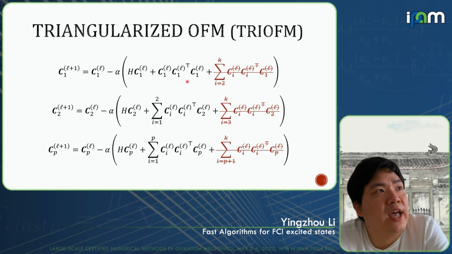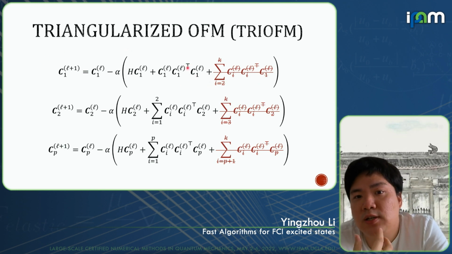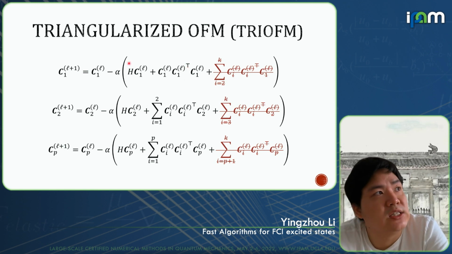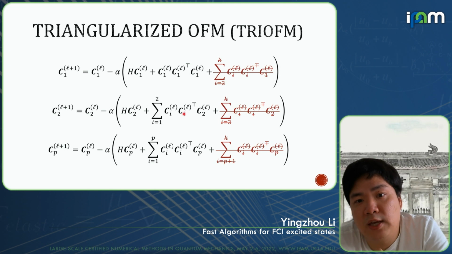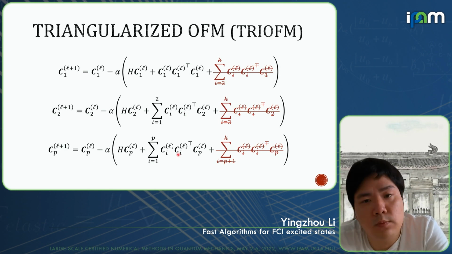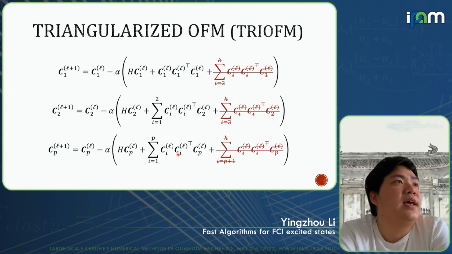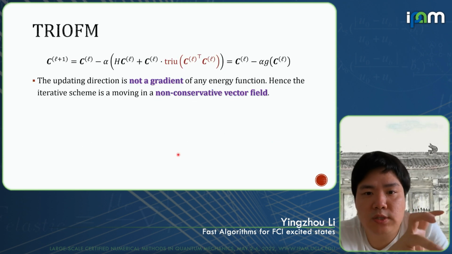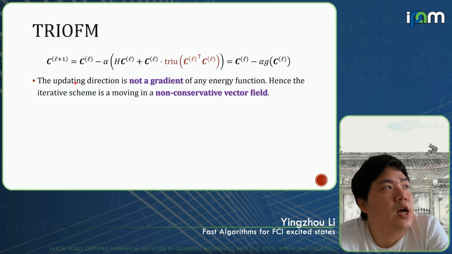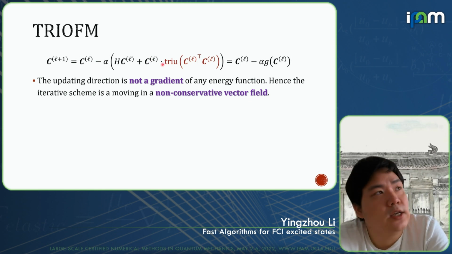Then the first column will converge like a single column coordinate descent. So the first column will be a single column version, the second column will be a double column version, and the p-th column will be a p column version of the original optimization problem. Then if we put things back, this becomes the updating scheme. We just take the upper triangular part of C transpose C, and then multiply by C. So this will be the new driving force.